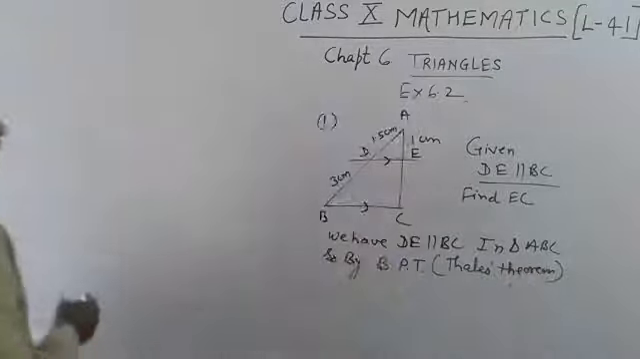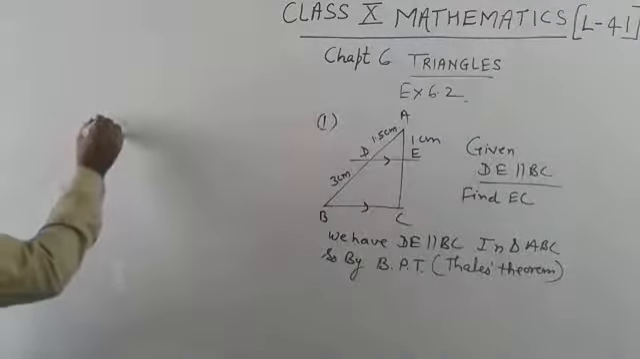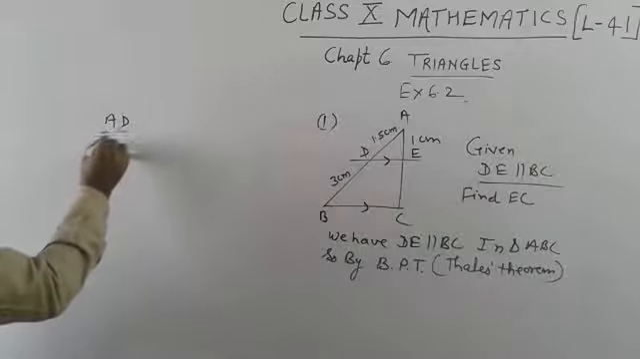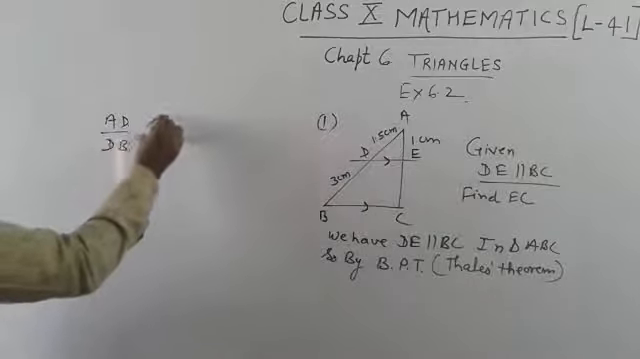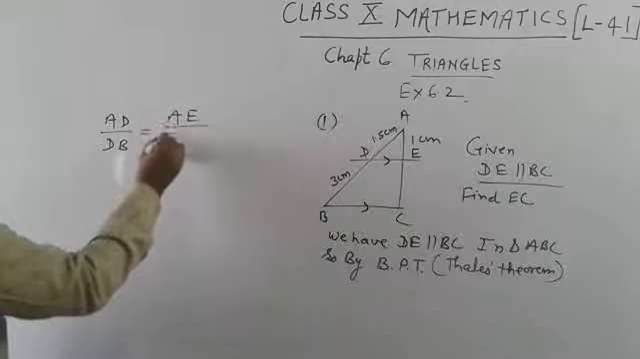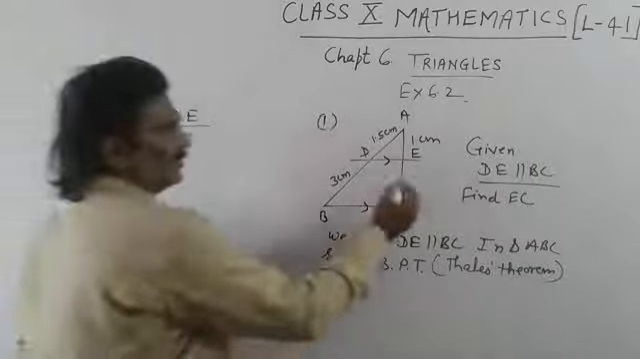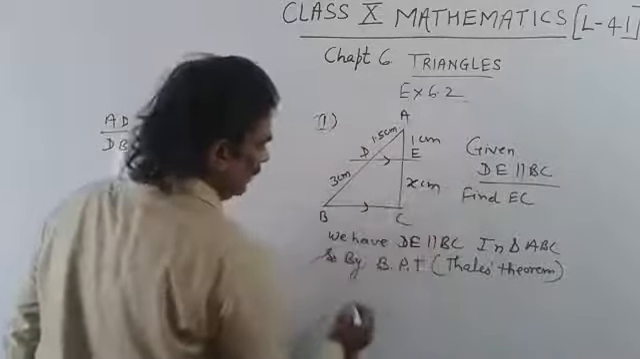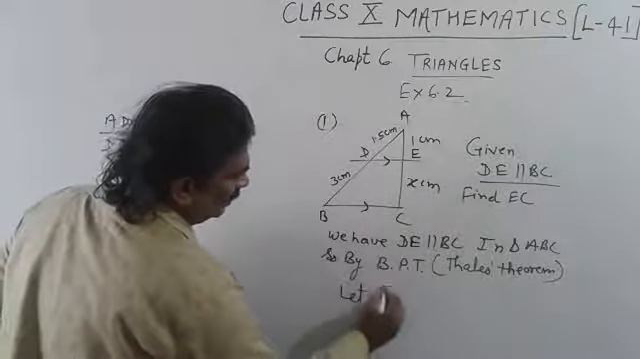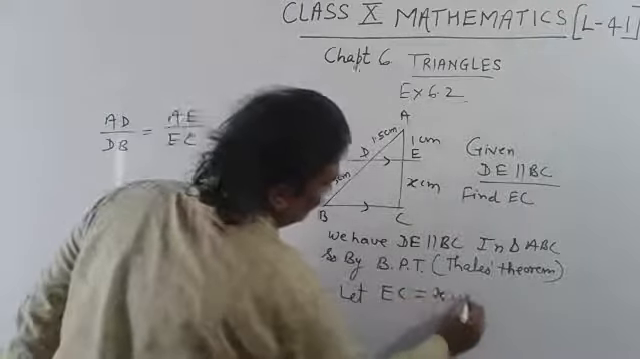And we can use AD upon DB is equal to AE upon EC. Suppose EC is equal to x centimeter. You can let EC is equal to x centimeter.